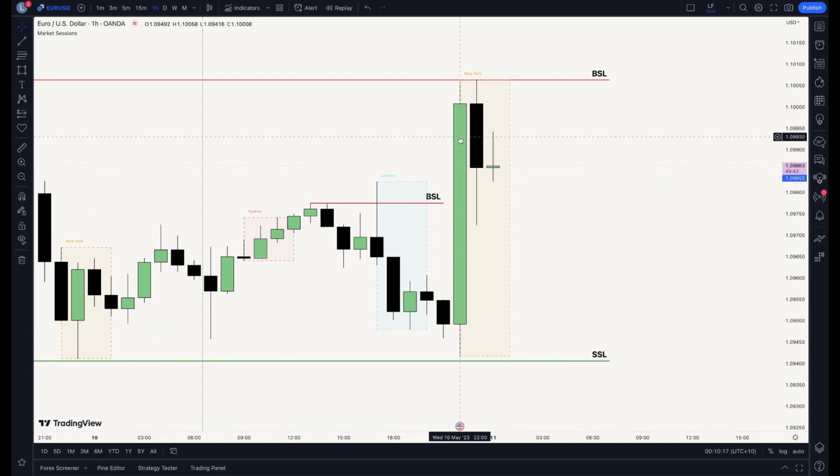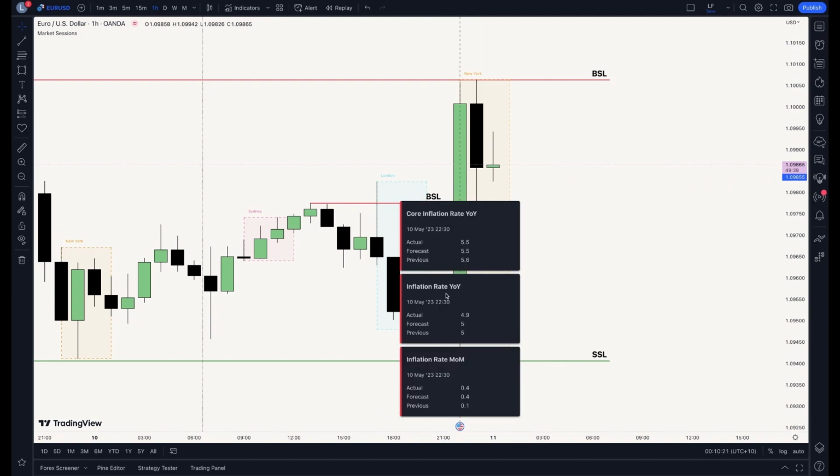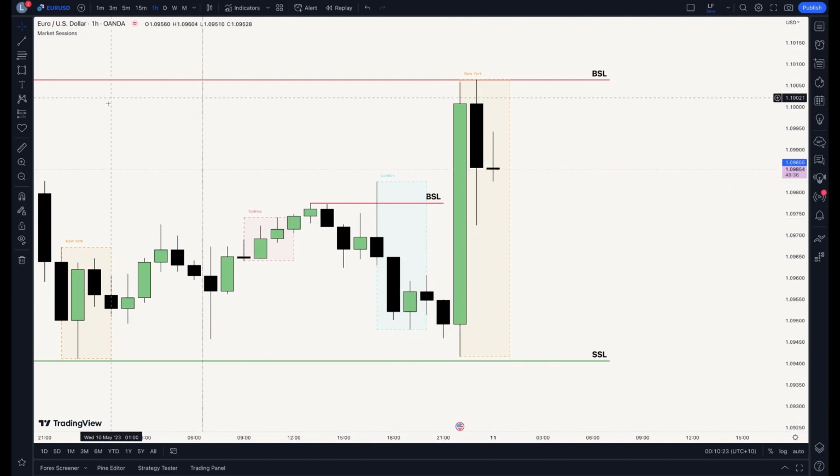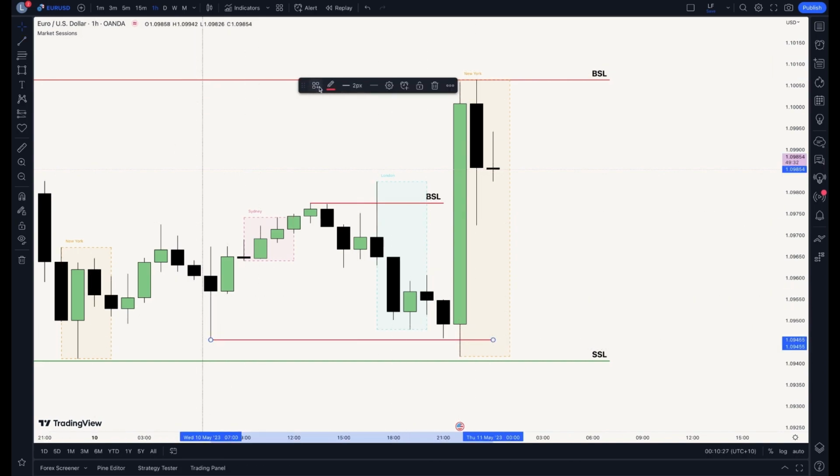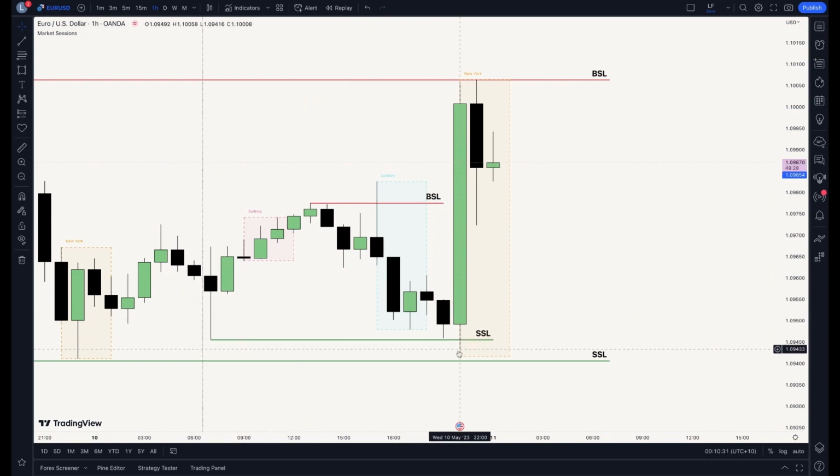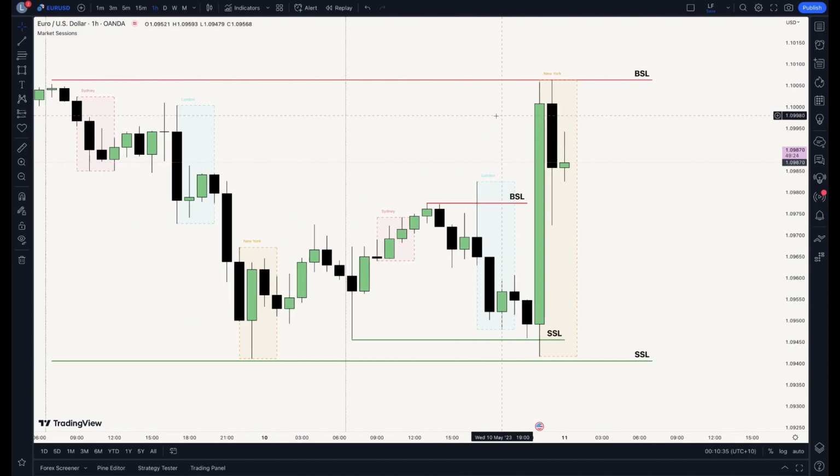So like the New York kill zone as well, with the news becoming a catalyst, you can see here they broke the Asian session low, grabbing liquidity, punching it all the way up. And where did it stop?